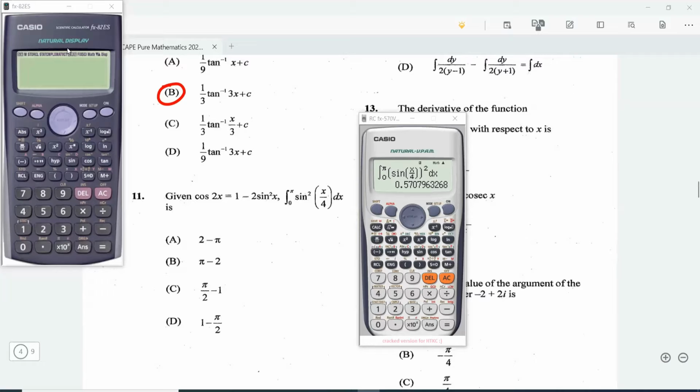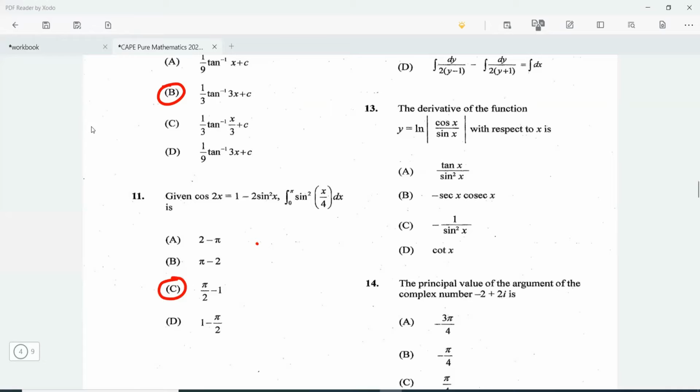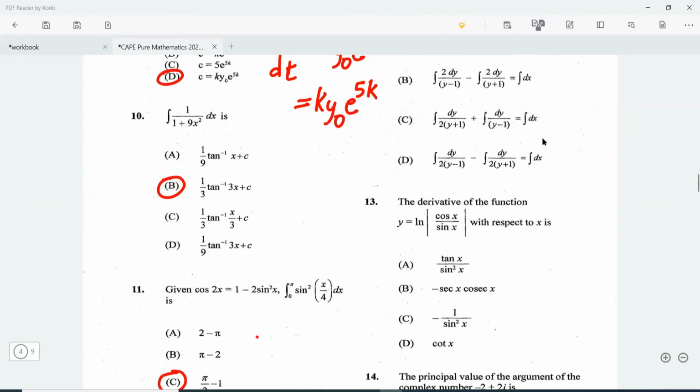Because I couldn't be bothered working it out with so much transposing, I'm just showing you. Look at this. This is pi by 2, which is 1.57. So if I have pi by 2 minus 1, that's 0.57. So it's pi by 2 minus 1, and pi by 2 minus 1 is option C. I couldn't be bothered to transpose and then integrate this. Too much work. All right, so that's option C.